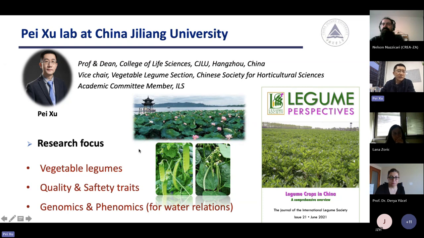My research focuses very much on the vegetable legumes, in particular their quality and safety traits, using the approaches of genomics and phenomics. Shown here is a special issue of the official journal of the Legume Society, Legume Perspective. The issue name is Legume Crops in China. This is a joint effort between me and many of my Chinese colleagues under the encouragement of Dr. Diego Rubiales. So I thank him for providing this opportunity to introduce some recent advances in the status of legume crops breeding in China.